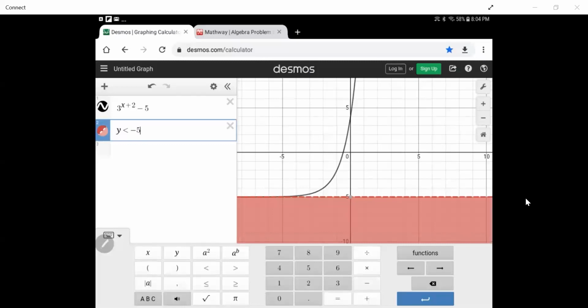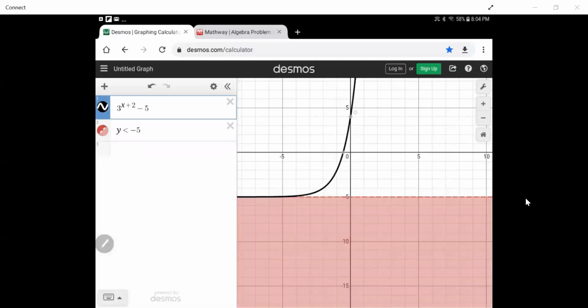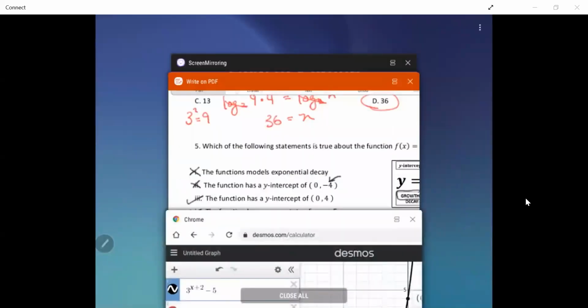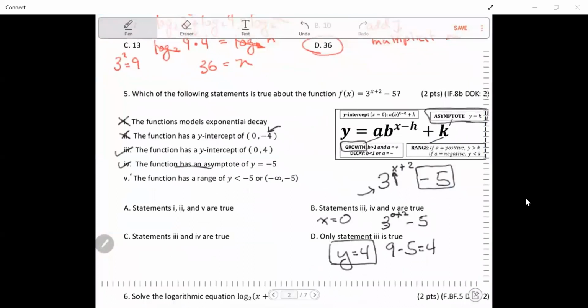Also, I want to point out that if you graph this, it will tell you what the y-intercept is just by tapping on the graph. It will show you what the y-intercept is, which verifies that it's a 4. All right. So we'll go back to our answers. So that is wrong because it says less than. All right, so 3 and 4 were right. Well, here is our answer that 3 and 4 were true.